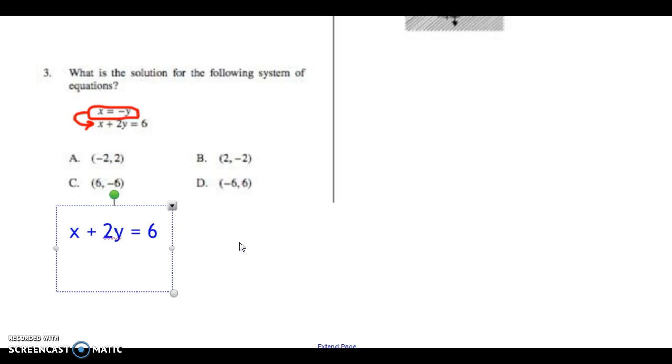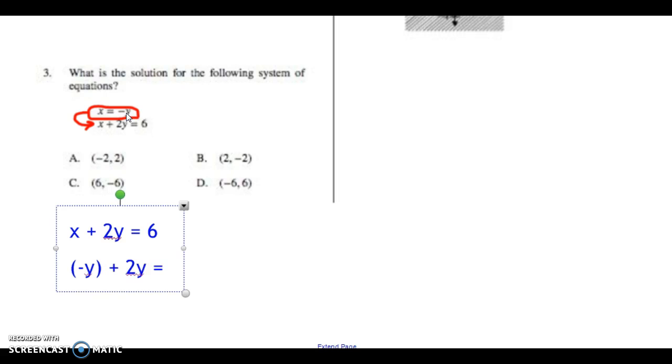What's the solution for the following systems of equations? In this one, there's a number of different ways you can do it, but my preferred way would be to take this x equals negative y and substitute it in to the other equation. That would make it much easier to solve. So I'm going to rewrite the bottom equation, which is x plus 2y equals 6. And I'm going to use the information that x is the same as negative y in my equation. I'm going to say, instead of x, I'm going to say negative y. And I'm going to write the same rest of the equation.